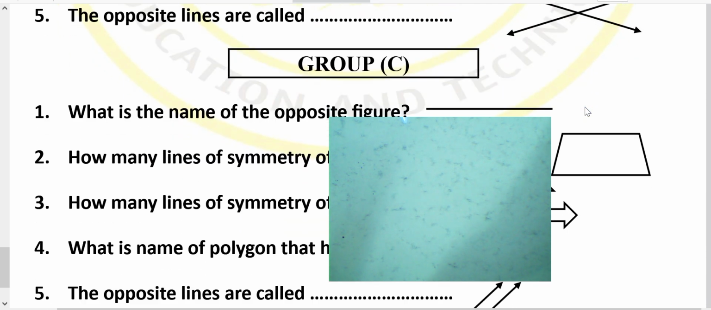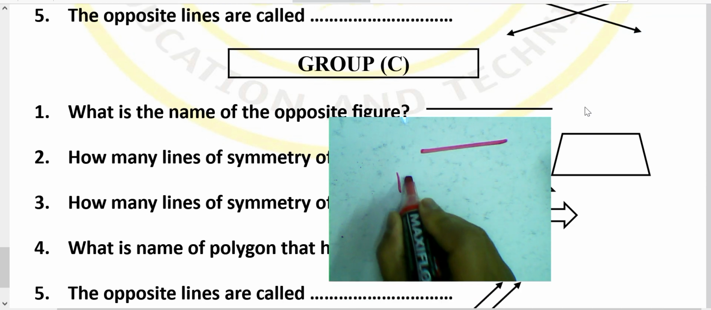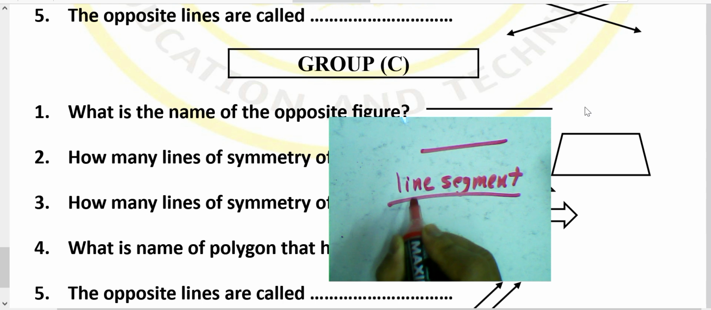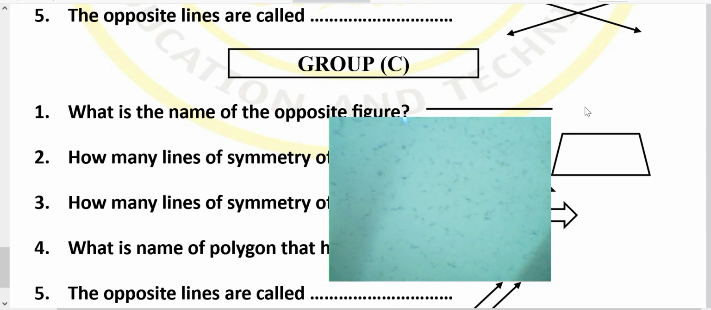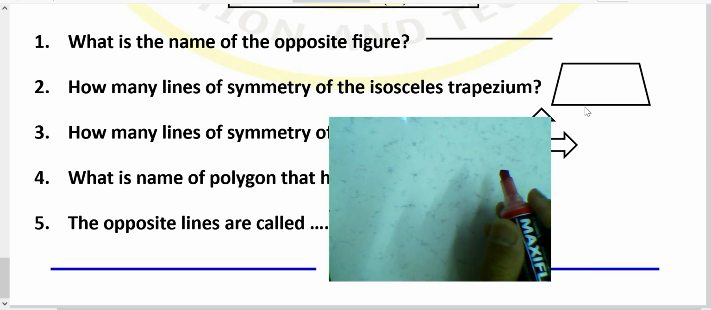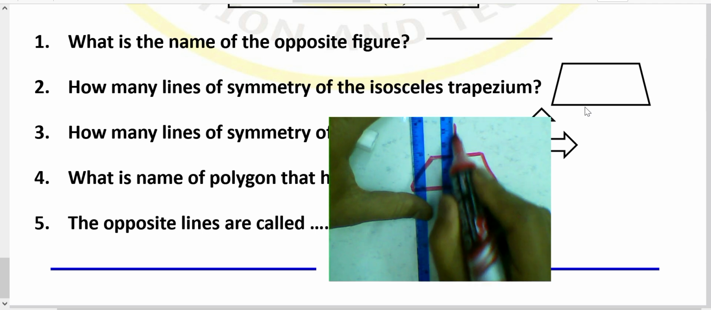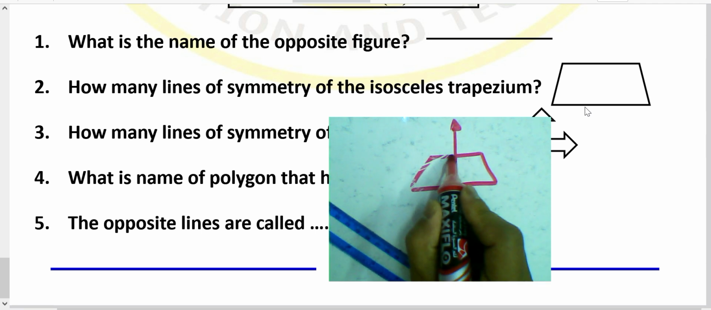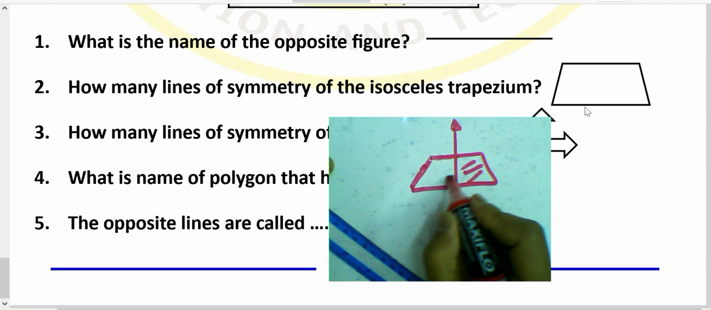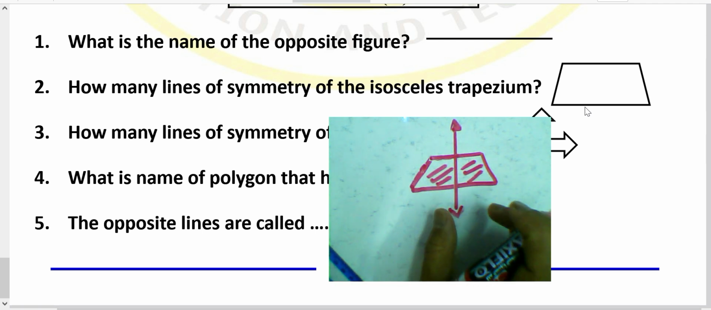Next question, group C. What is the name of this? We call it a line segment. How many lines of symmetry does an isosceles trapezium have? An isosceles trapezium has one line of symmetry like this. You can divide this figure by one line of symmetry into two congruent parts.